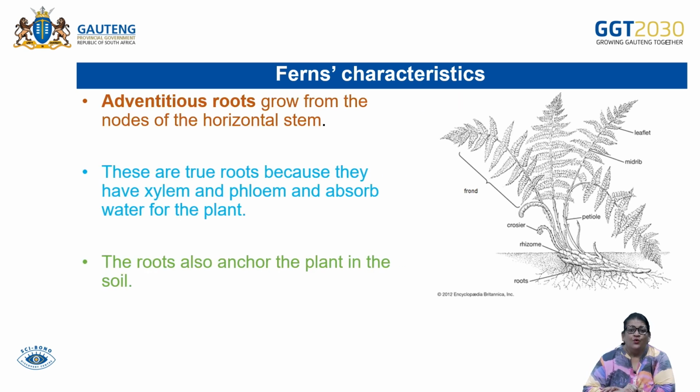Okay. What are the types of roots in a fern? The fern has what we call adventitious roots. These are true roots, and they come from the nodes of the rhizome. So here's the rhizome, and here are the nodes and internodes, and from the nodes come your adventitious roots. These are true roots because they have xylem and phloem, and they can absorb water for the plant. The roots also anchor the plant in the soil. So this plant can stand on its own because it has its own true roots, stems and leaves, and can make its own food as well.